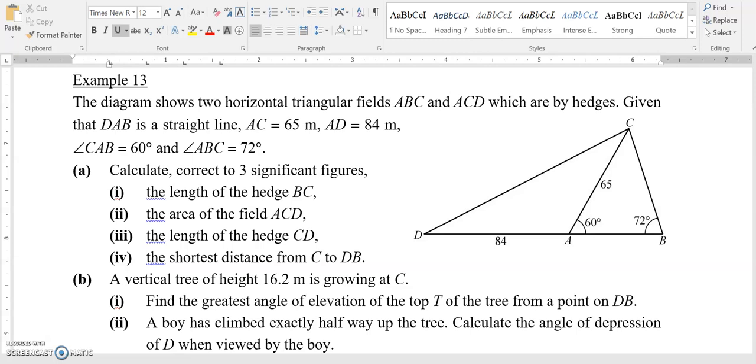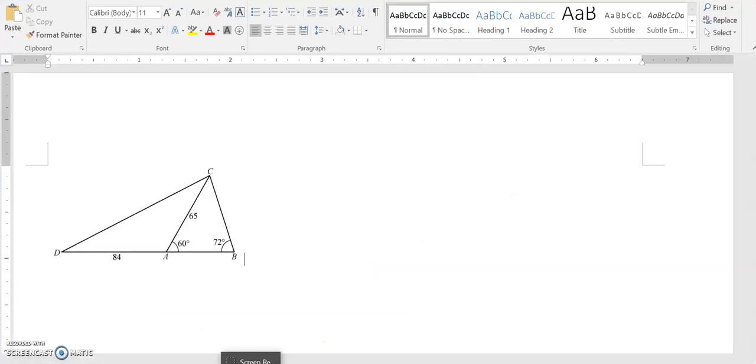Question wants you to find the greatest angle of elevation of the top of the tree from the point on DB. It also wants you in part 2 to find the angle of depression when there is this boy who climbed halfway up the tree. So let's get to this question. All right, this was the diagram that's in the question.